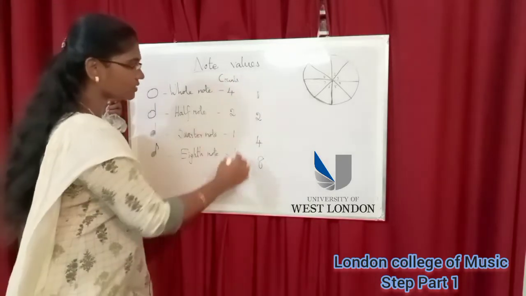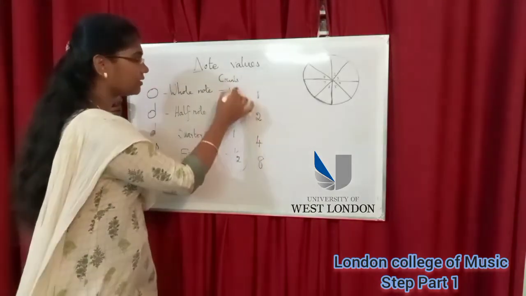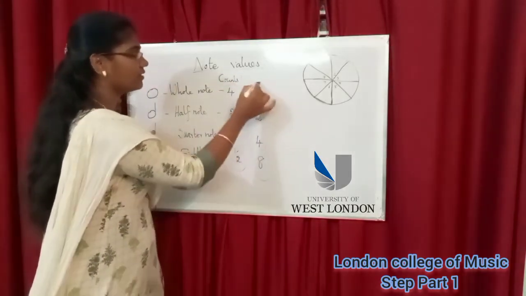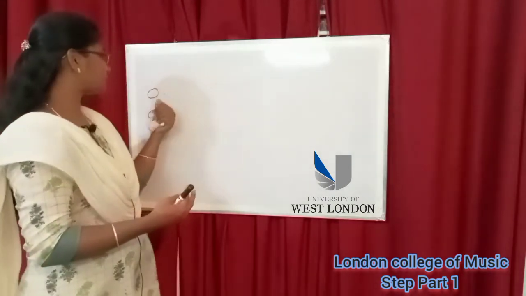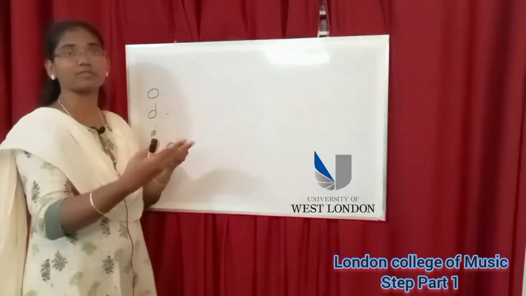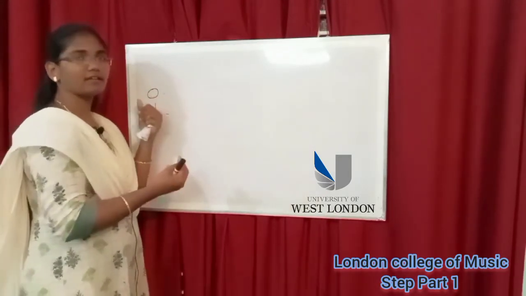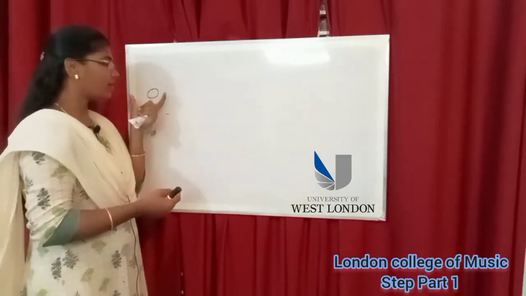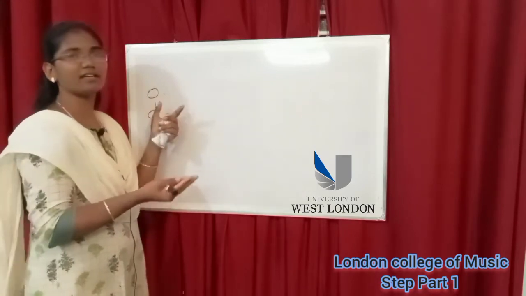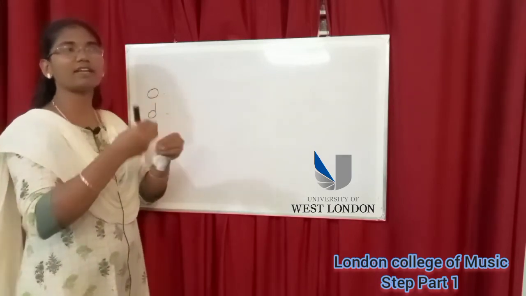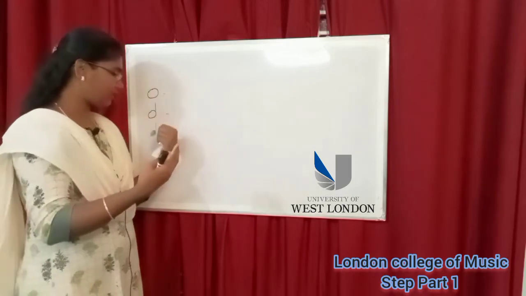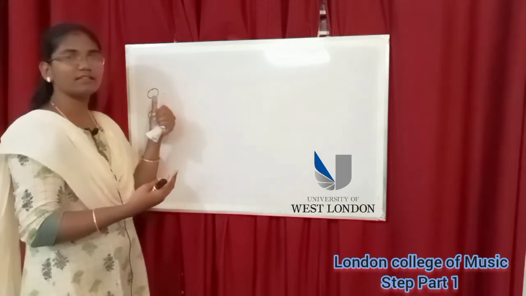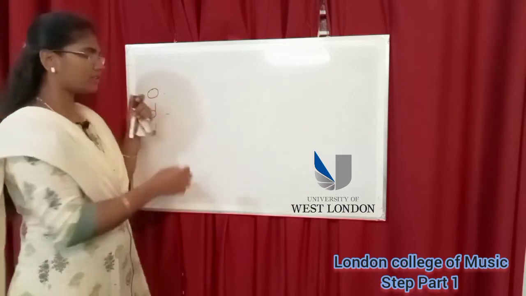These are all the counts, but these are all the note values. Now, how to write a single note into different groups. First take the whole note. Using different notes, how can we write this whole note?